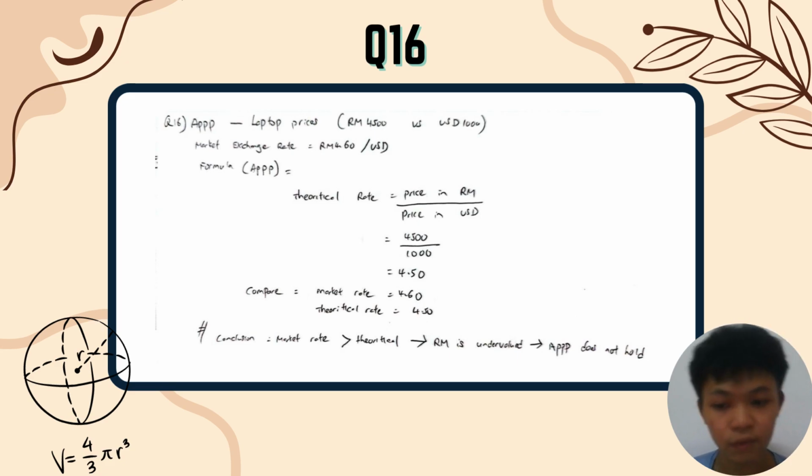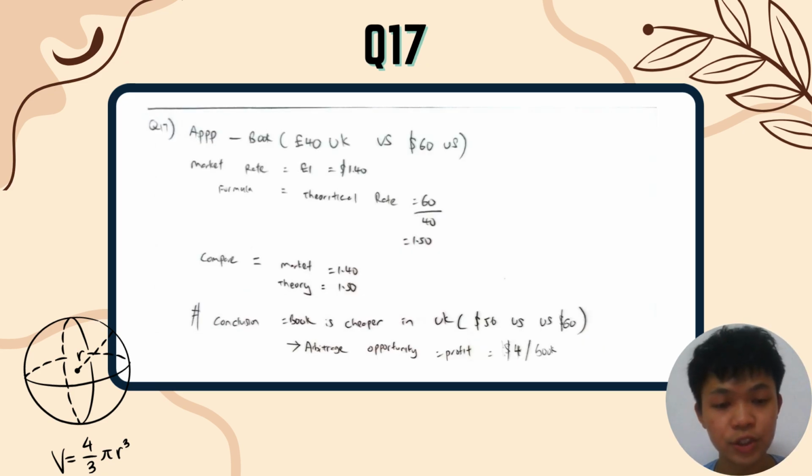So compare with the market exchange rate. The market exchange rate is RM 4.6 per USD. The theoretical rate is RM 4.5 per USD. Since the market rate is higher than the theoretical rate, the RM is undervalued or the USD is overvalued. This means the APPP does not hold. Move on to question 17.